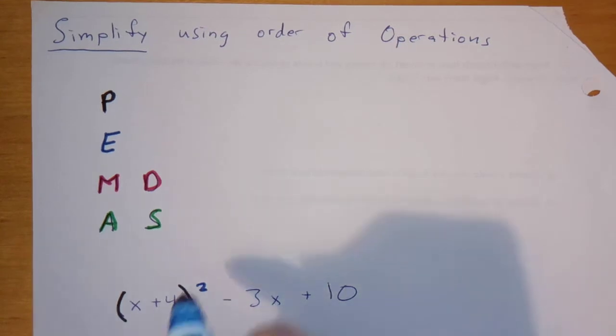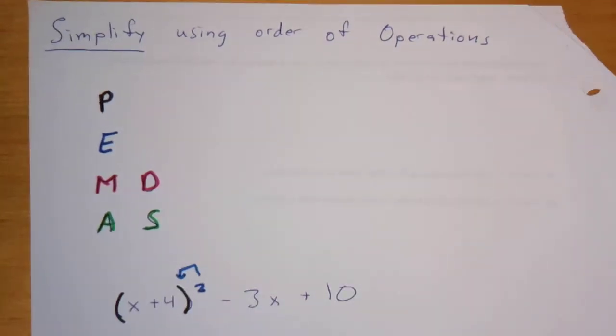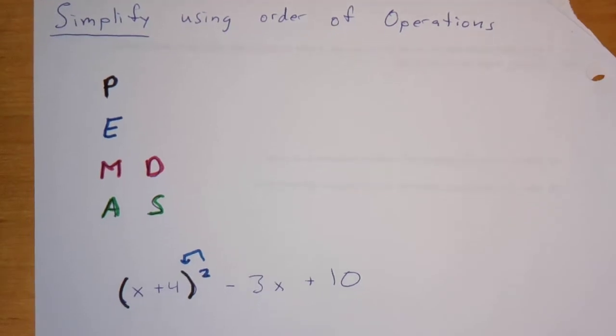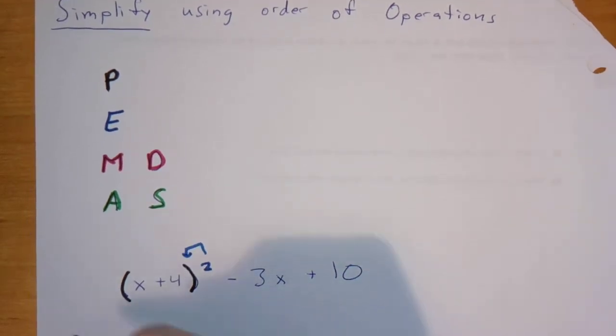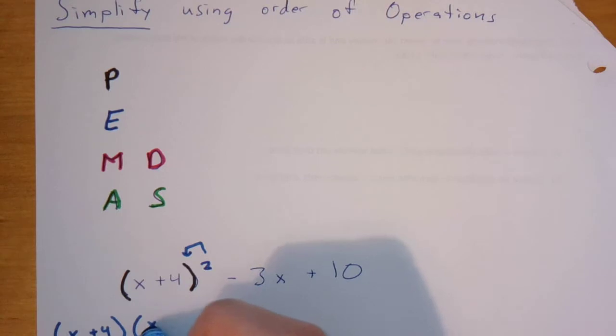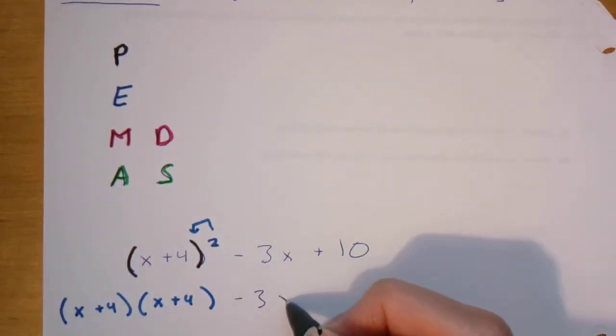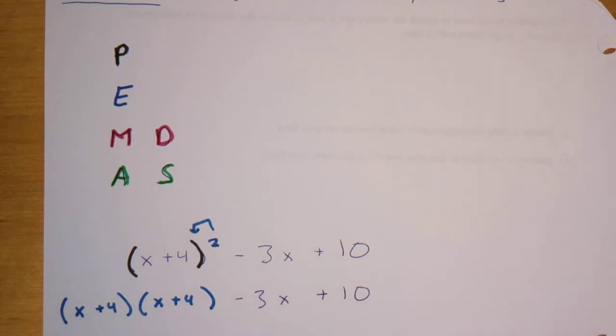That 2 tells me there are 2 of these things right in front of the exponent. So that 2 tells me that this is the same as x plus 4 times x plus 4. So I'm going to do this exponent. I'm going to go x plus 4 times x plus 4.